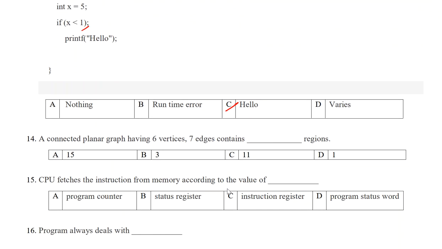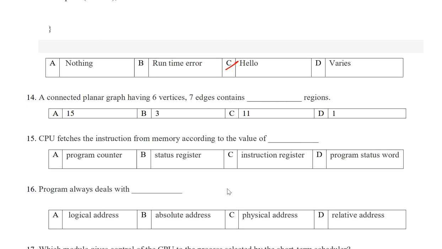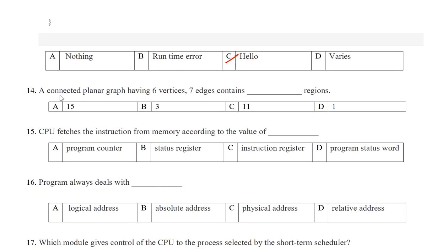And next one, that is question number 14. A connected planar graph having 6 vertices and 7 edges contains dash regions. So the relationship between all this is here.